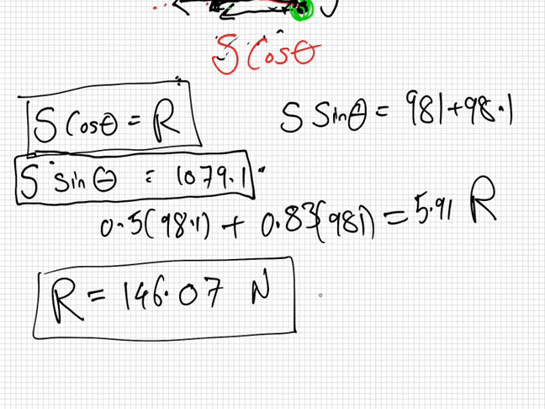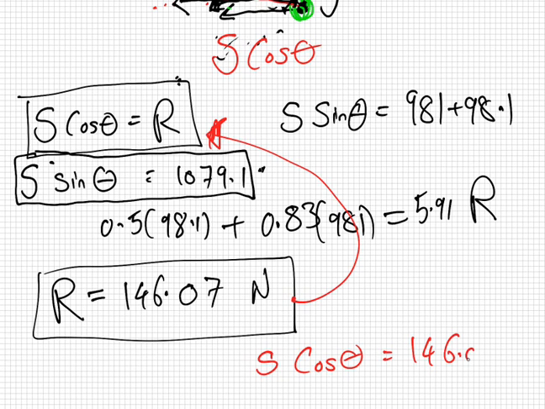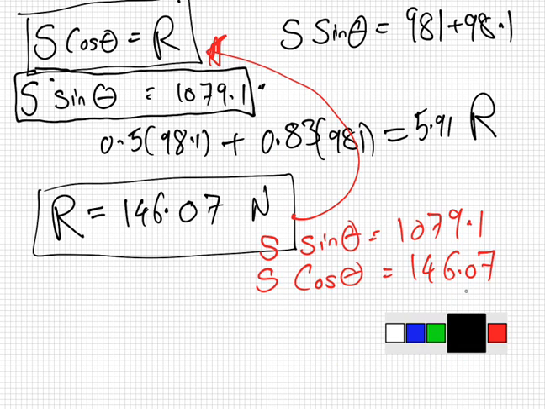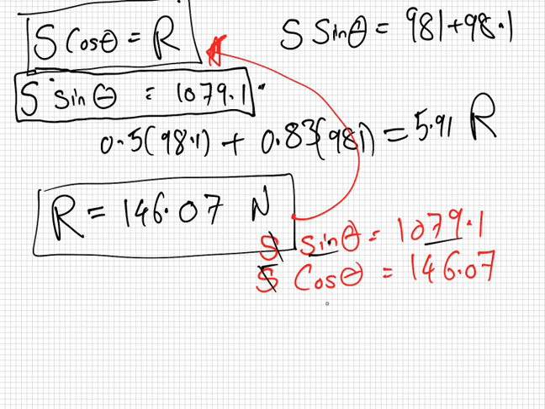Now that I have R, I can put that back into this one here. So now I have S cos theta equals 146.07, and then I have here S sine theta equals 1079.1. And I do my same trick. What's my trick here? What should I do? Divide. So divide, cancel, cancel. Sine divided by cos, what's that? Tan, yep. And Ibrahim again, do you mind giving me this division? Should be around about 6 or something.